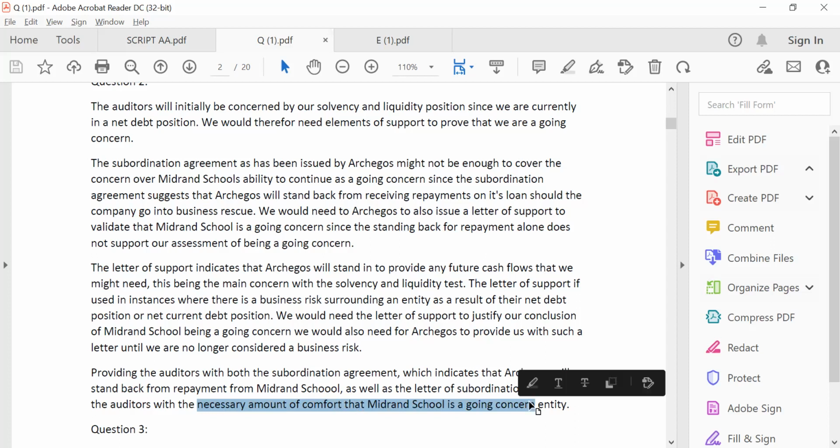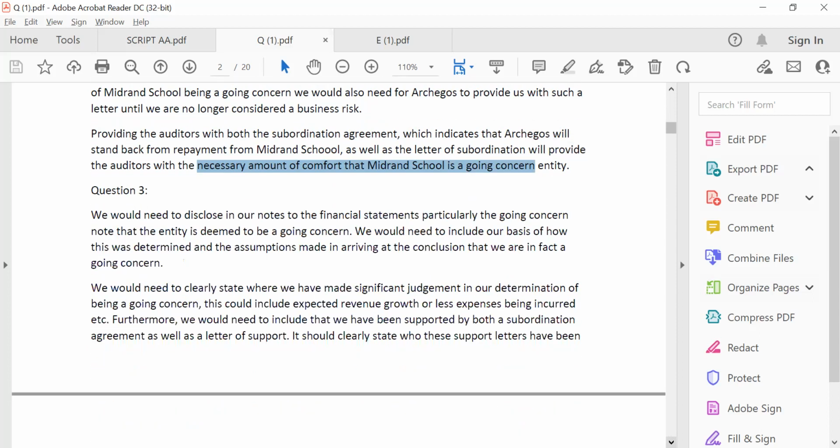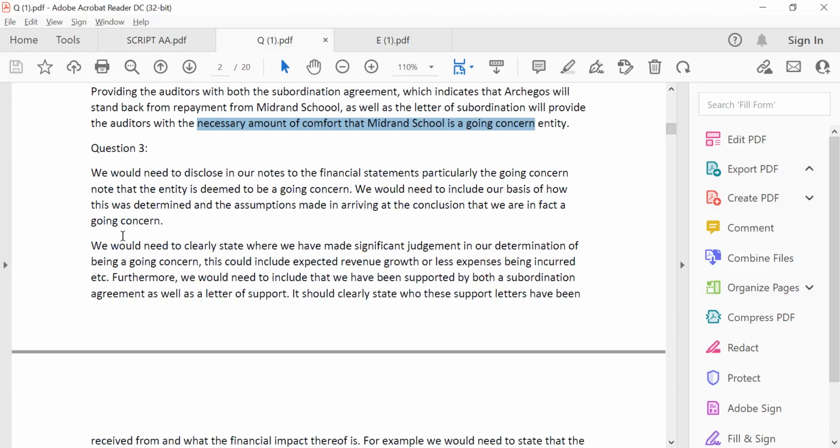So here the candidate shows that they understand what additional evidence would need to be provided, and they explain it well. And they also show an understanding of the subordination agreement and the impact on the going concern assessment. So they respond very well to question 2. Then when we look at question 3, that is where they talk about disclosures. They would say that we would need to disclose in our notes to the financial statements, particularly the going concern note, that the entity is deemed as a going concern. Okay, so they're identifying that there's a specific going concern note that is needed.